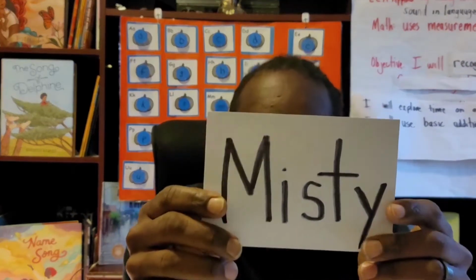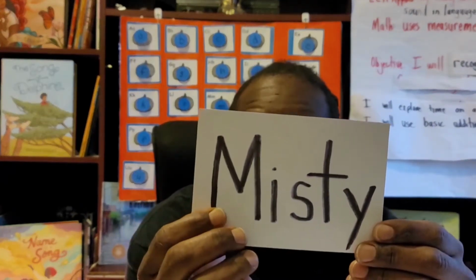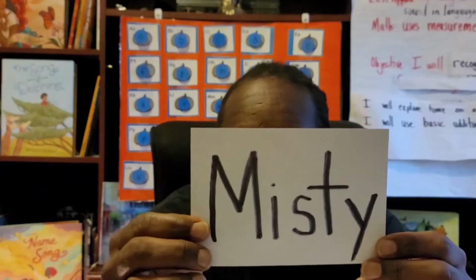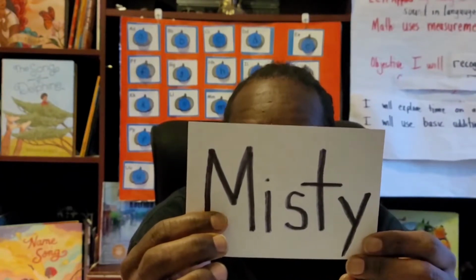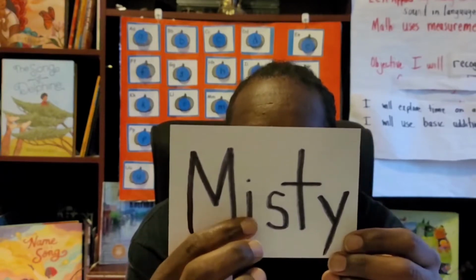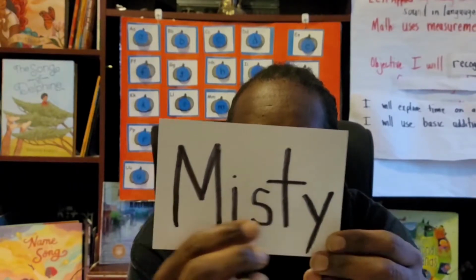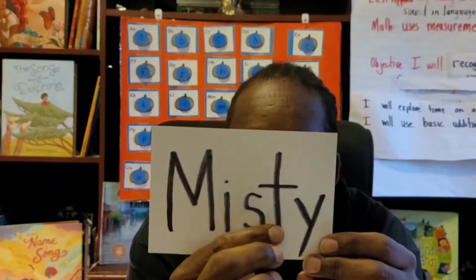And whose name is this? Misty. Hi, Misty. Her name starts with the letter M. Let's spell Misty. M-I-S-T-Y.